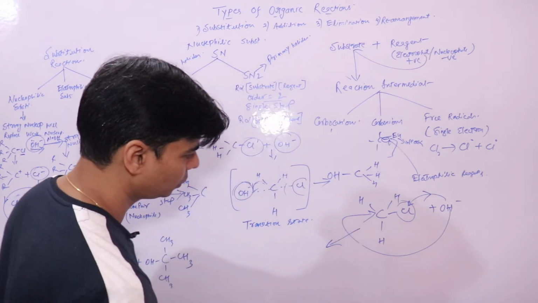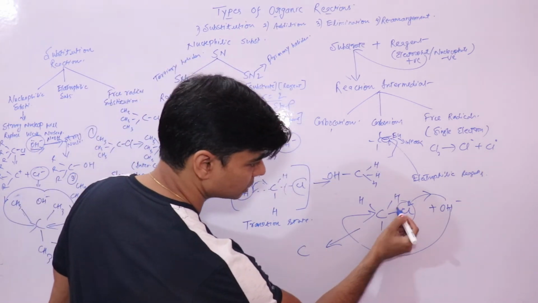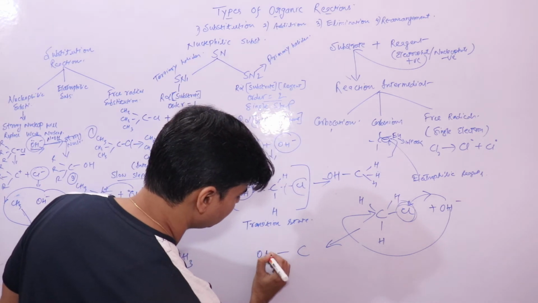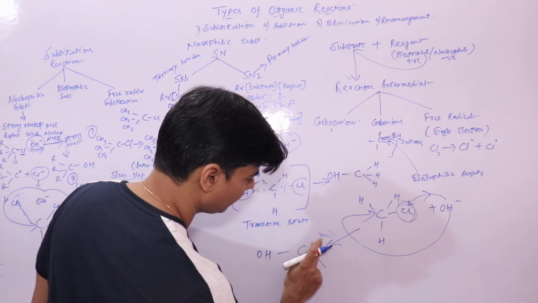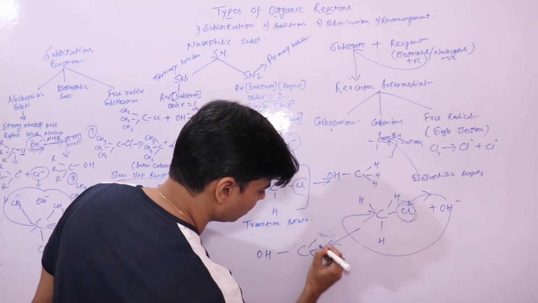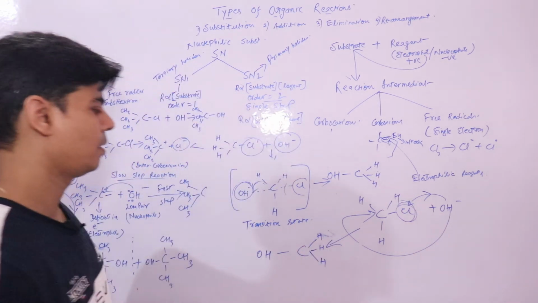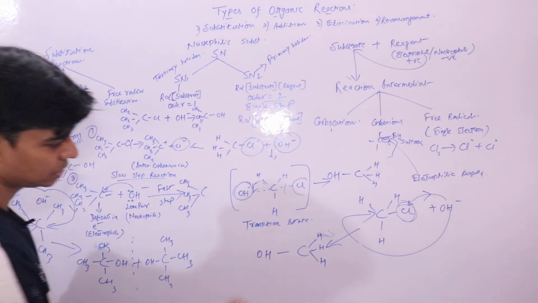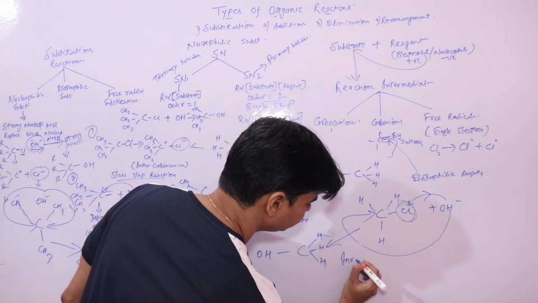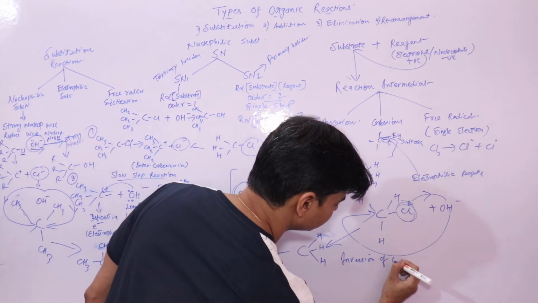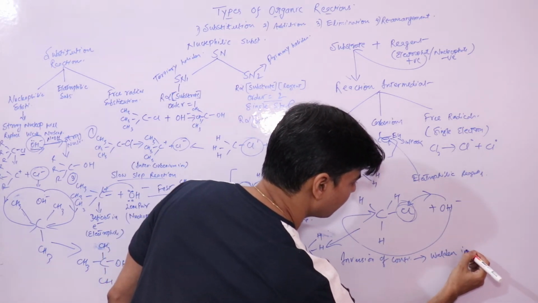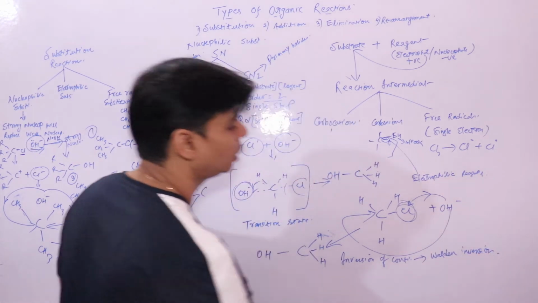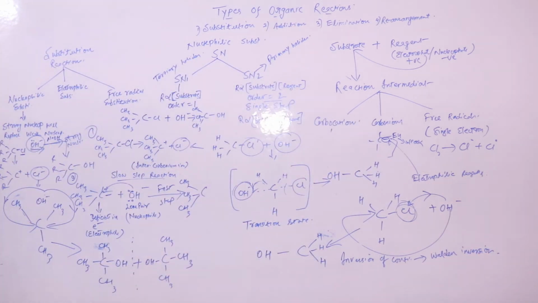After this, the product would look like this. First the Cl is here, then in the product the nucleophile would be here. So this is your inversion of configuration, which we call Walden inversion. This is important. This is your Walden inversion.